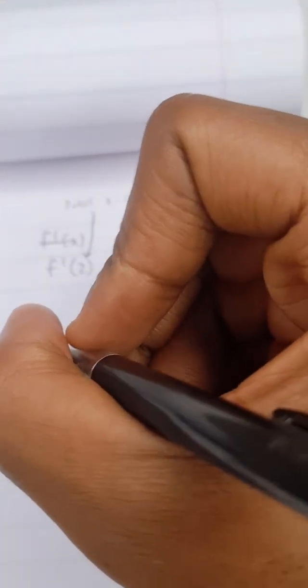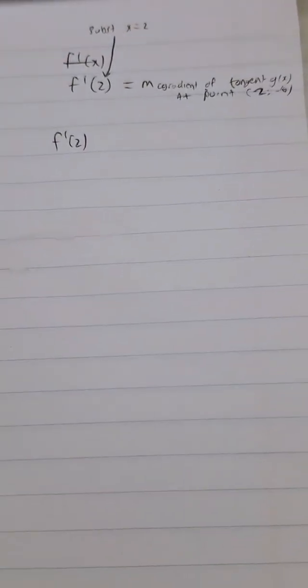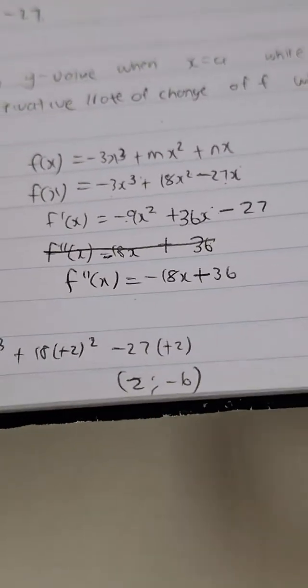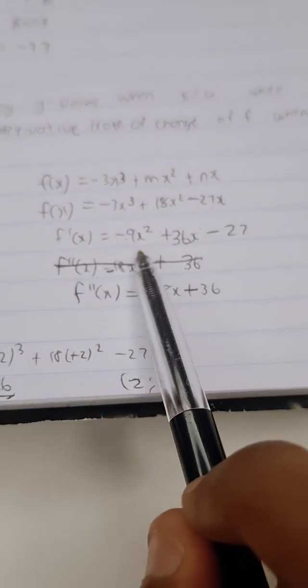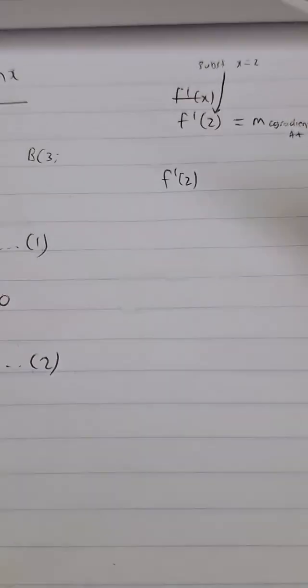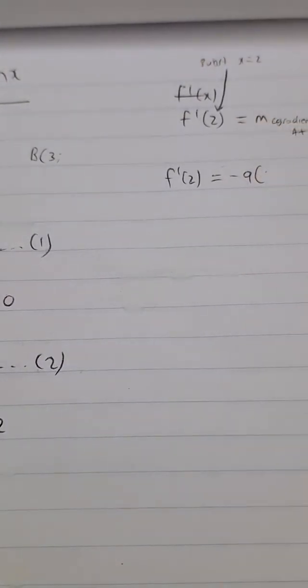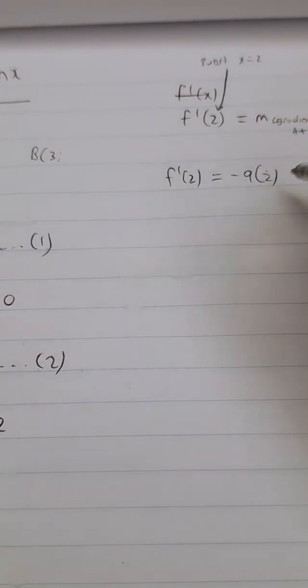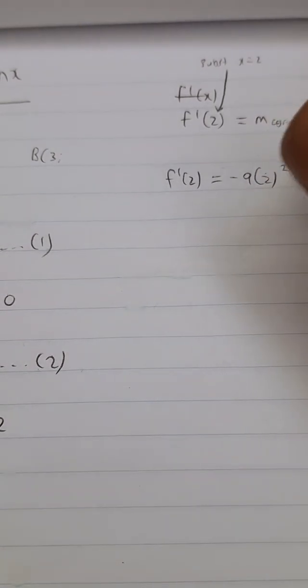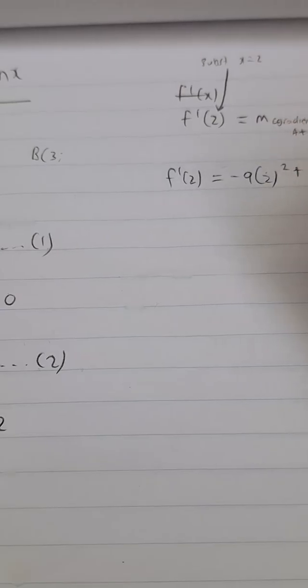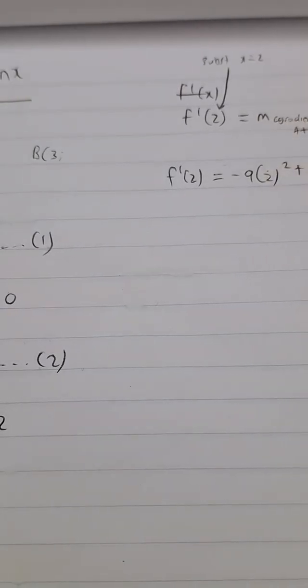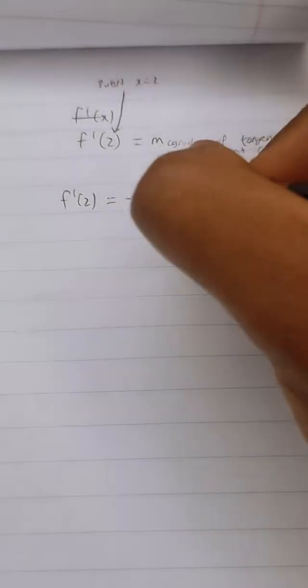So let's do this. f prime of 2. What was the function of f prime? It was negative 9x squared plus 36x minus 27. So we say equal to negative 9, and in the place of x we substitute 2, squared, plus 36, we substitute 2, minus 27.